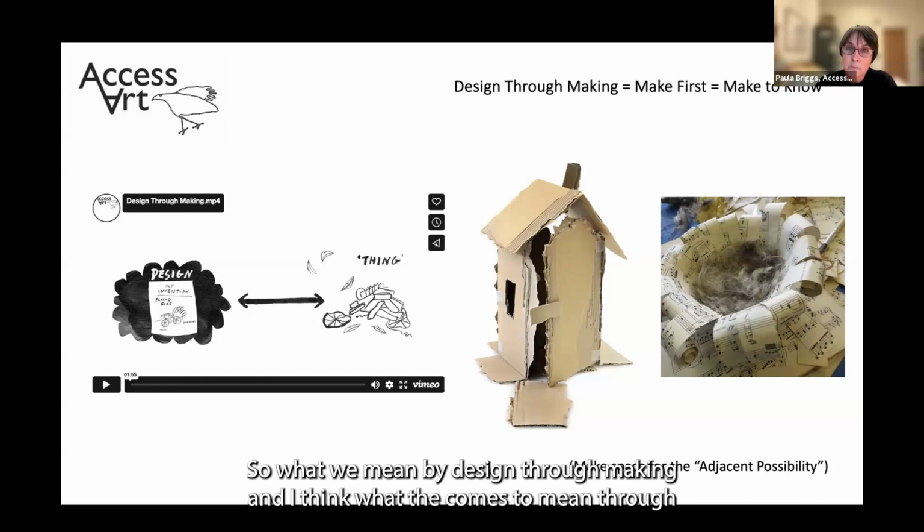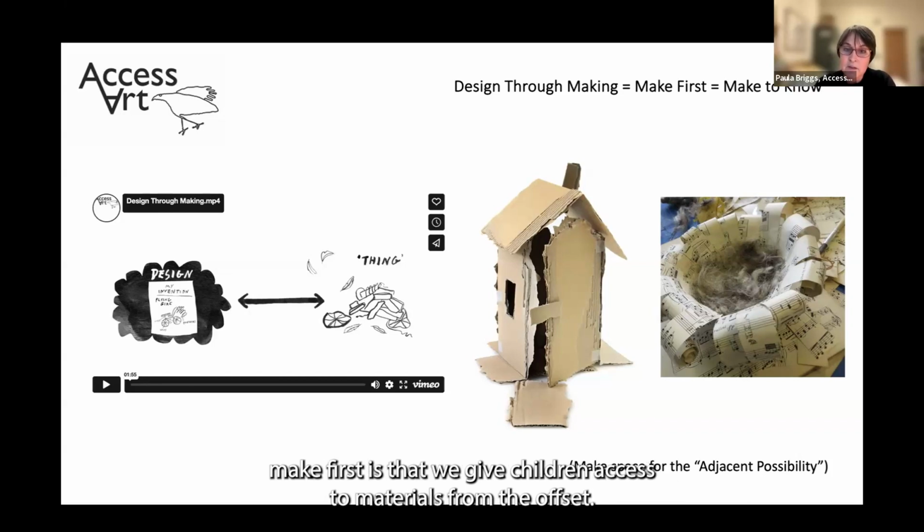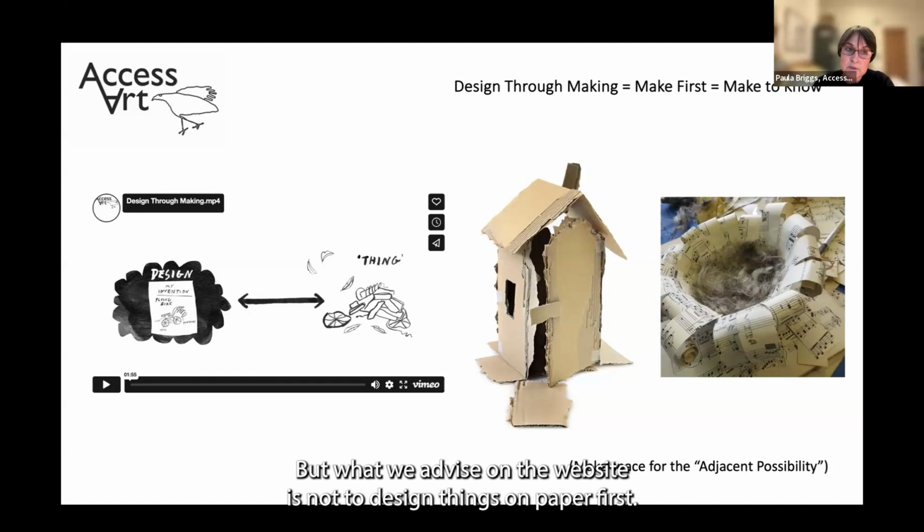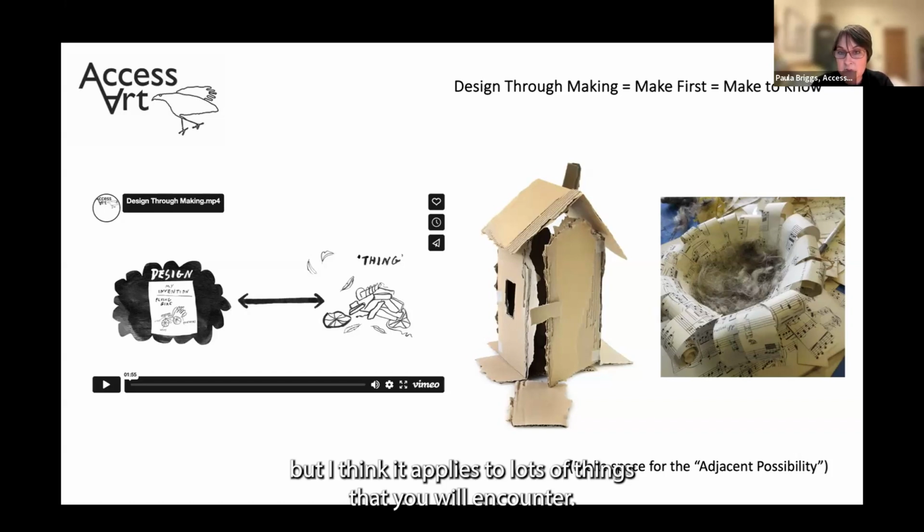So what we mean by design through making, and I think what the Crafts Council mean by make first, is that we give children access to materials from the offset. Obviously, that access to materials is within a structure and there's an intent behind the session. But what we advise on the website is not to design things on paper first. That may not apply to everything in craft school, but I think it applies to lots of things that you will encounter.